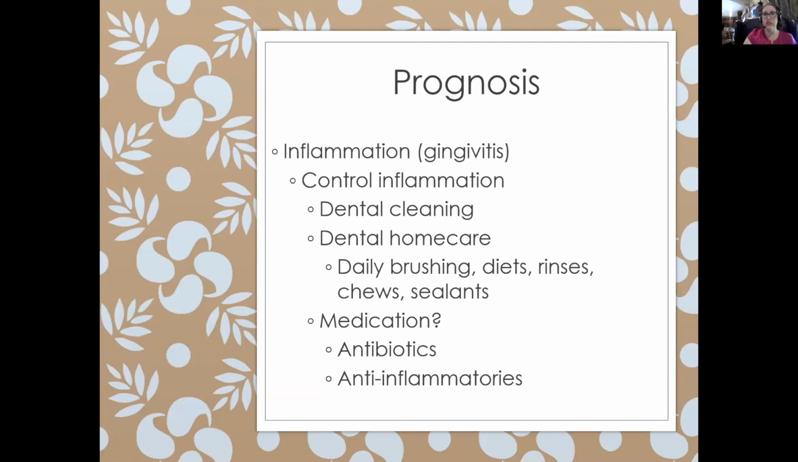So our prognosis, if we have the stage 1 where we just have inflammation, is controlling the inflammation again with dental cleanings and home care. This could be daily brushing, diets, rinses, some dental chews, some sealants. Those sorts of things are going to help to control the inflammation. We do have some medications that we can use. There is an antibiotic medication that does have some anti-inflammatory properties that I use frequently for this as well. So those things can help to control the inflammation, so antibiotics and anti-inflammatories.